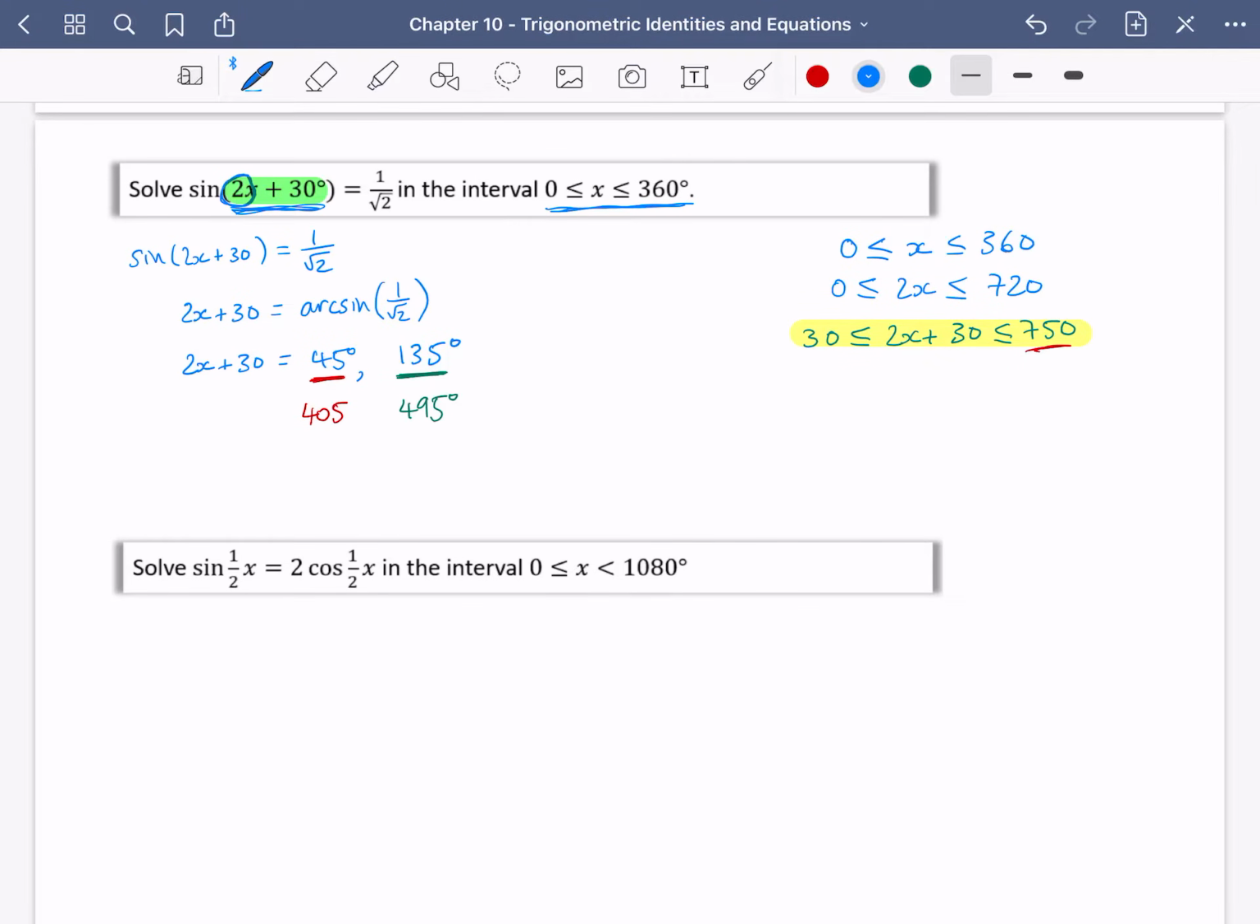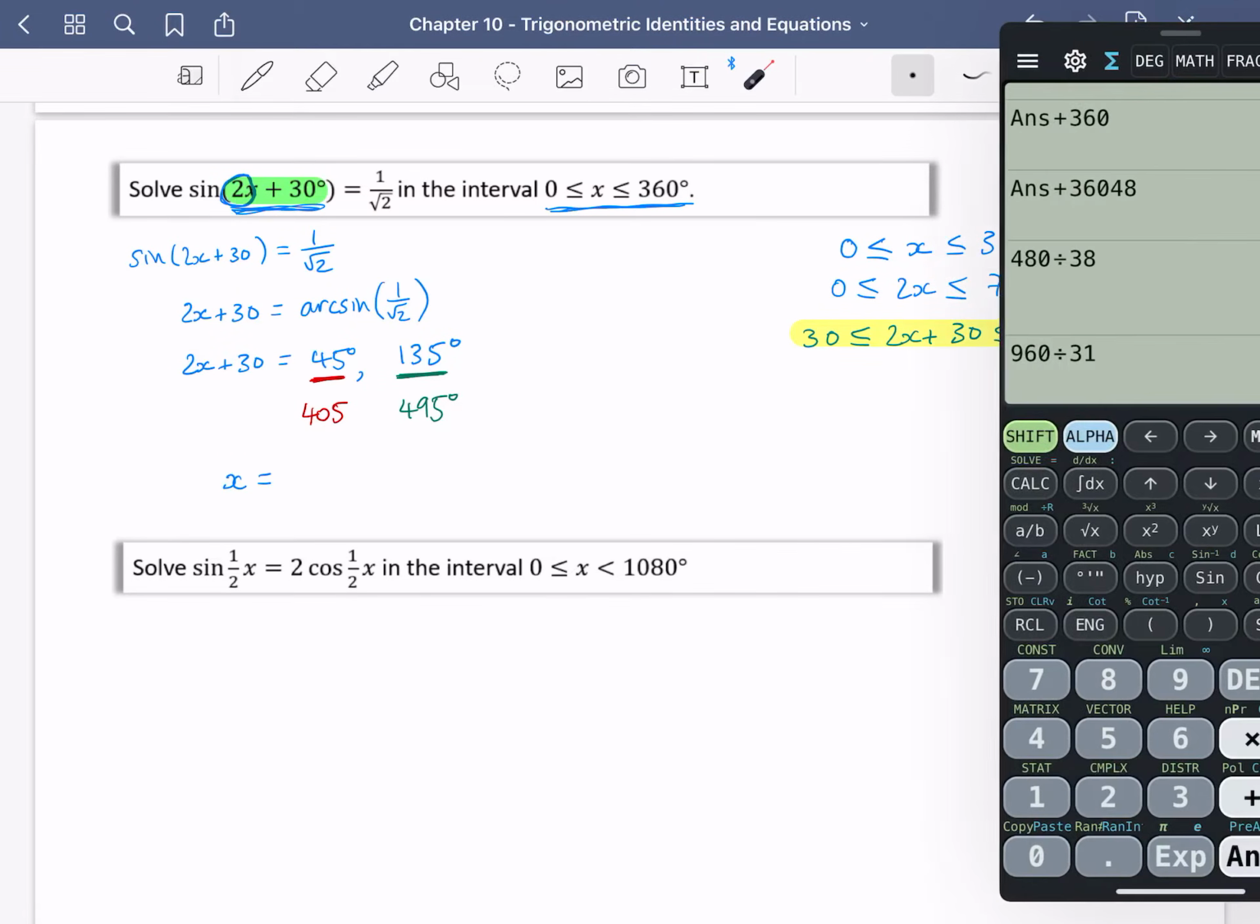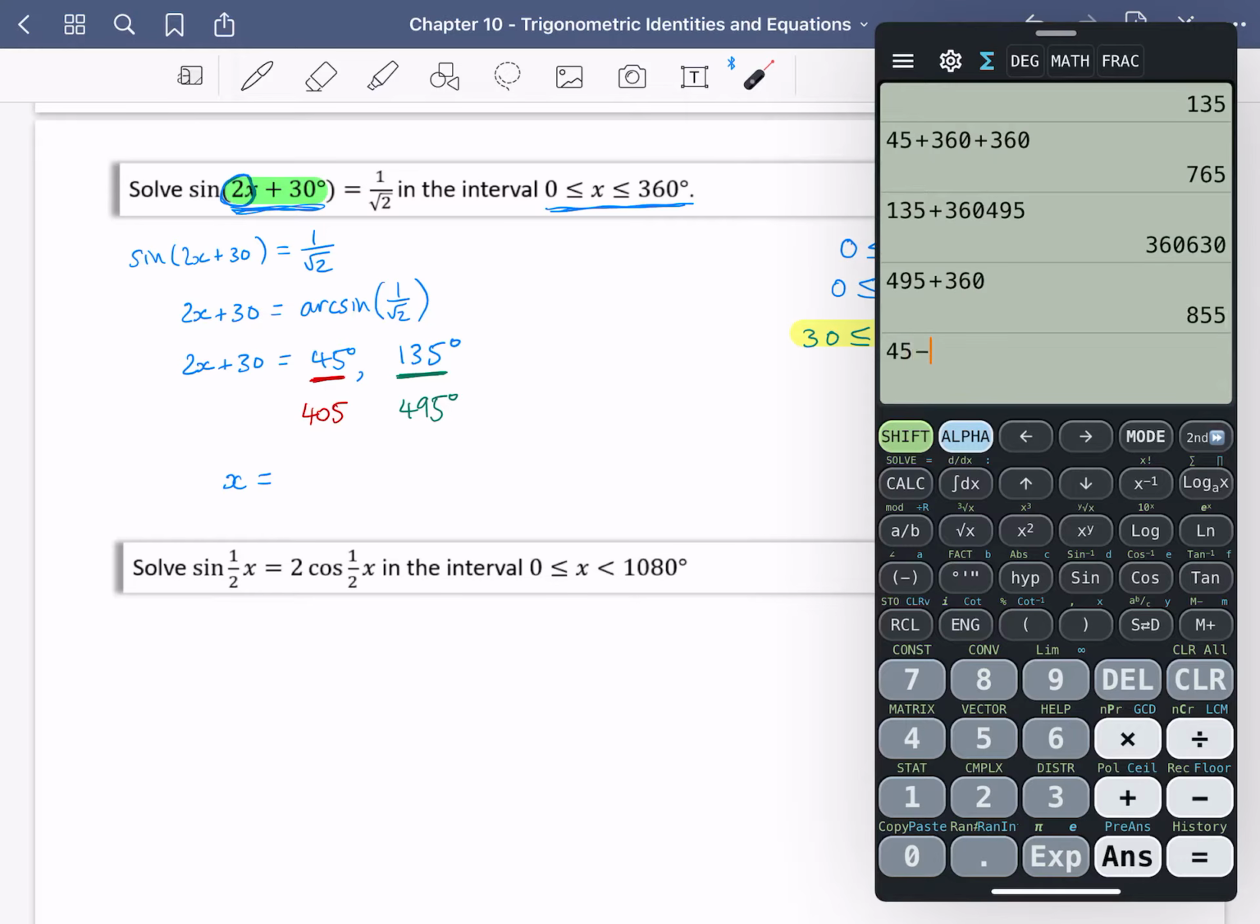So if I now want to find out what the x values are, from these four that I have here, I will take away 30 from them to get rid of this bit, and then I will divide by 2. So I'm going to do 45 take away 30 is 15, and I divide it by 2, so I get 15 over 2, or 7.5 degrees. So let's go back here. So we've got 7.5 degrees. So my next one that I've got is the 135. So I'll do 135, I'll take away 30, and then I'll divide by 2, and I get 52.5 degrees.